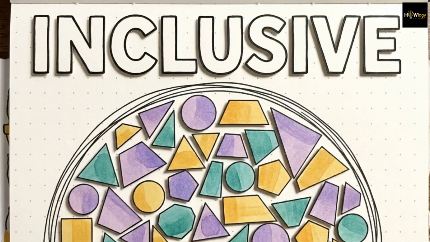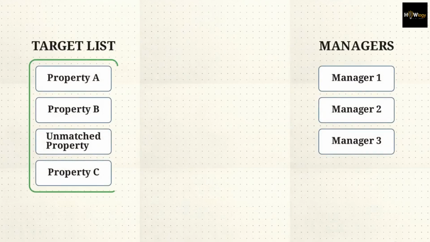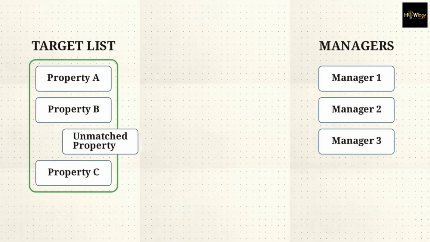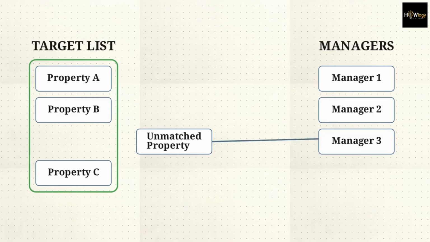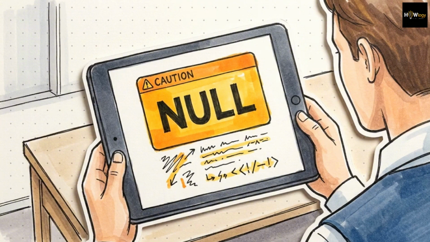To solve this, developers use outer joins. These are designed to be inclusive, intentionally keeping records even when they lack a perfect match. A left join gives priority to the primary target list on the left. It grabs every property record, regardless of whether it has a corresponding manager. When the database pulls an unmatched property, it fills the empty manager gap with the word null. By displaying those null values, outer joins protect decision makers from blind spots. They guarantee that incomplete data is never treated as invisible data.